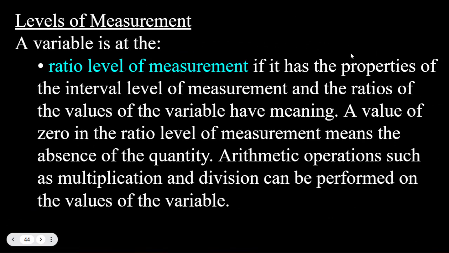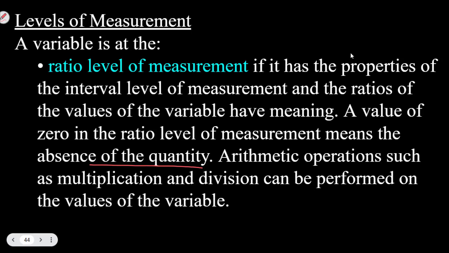A variable is at the ratio level of measurement, and this is the highest level, if it has the properties of the interval level of measurement and the ratios of the values of the variable have meaning. A value of zero in the ratio level of measurement means the absence of a quantity. So that's, again, that's the key. If you've got a zero and it means the absence of a quantity, that means you're dealing with the ratio level.